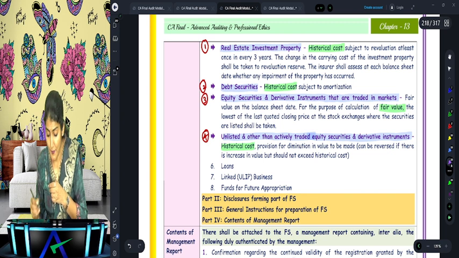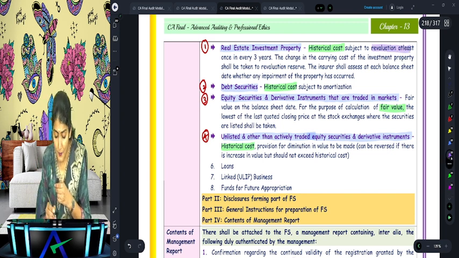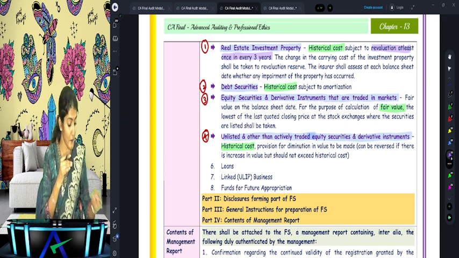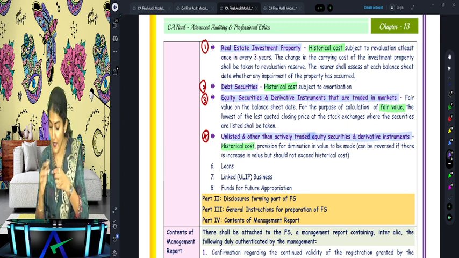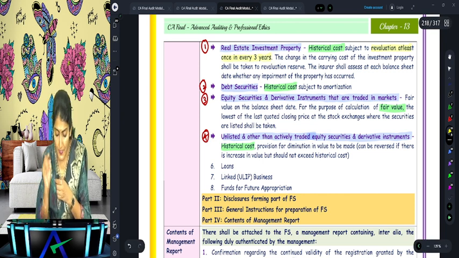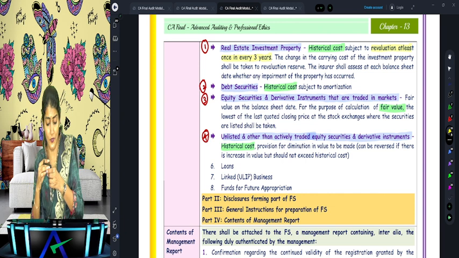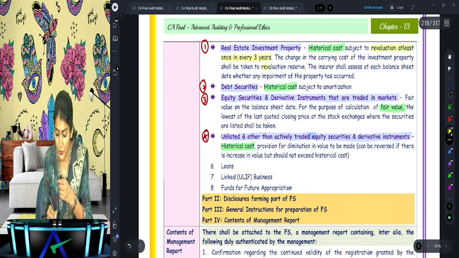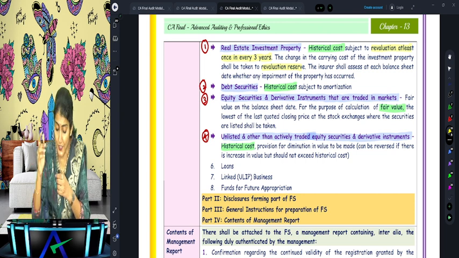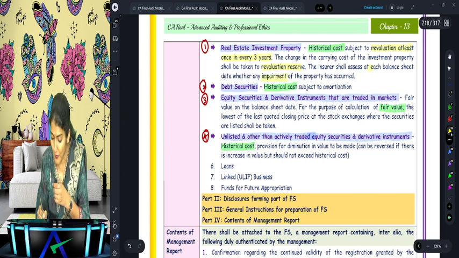Right, then what are the further nitty-gritties over there? It says historical cost subject to revaluation at least once in every 3 years. Again, can it be an MCQ in your exams? Yes. Revaluations once in every 3 years, and the change in the carrying cost of the investment property has to be taken to the revaluation reserve, and the insurer shall assess at each balance sheet date whether any impairment of the property has occurred.